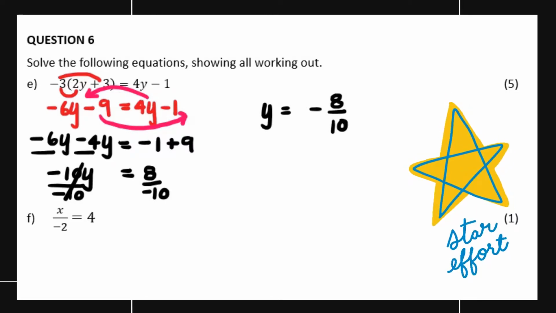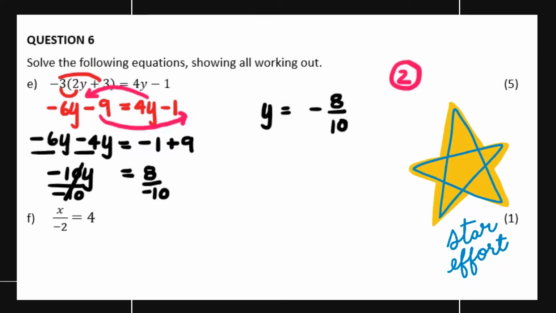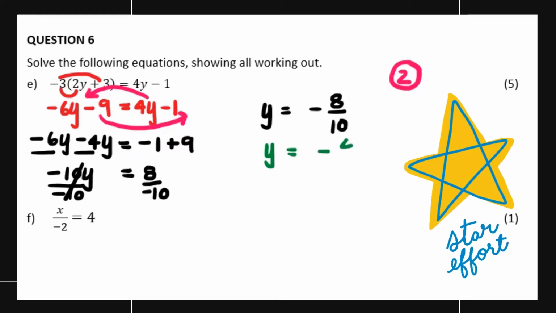We can still simplify this fraction further, as 2 can divide into both 8 and into 10. So in our final answer, we would then say that y is equal to negative 4 over 5.